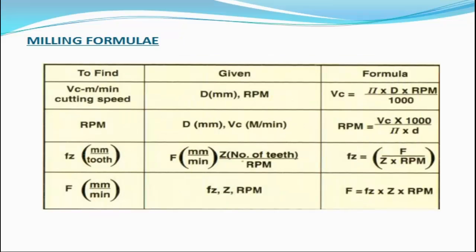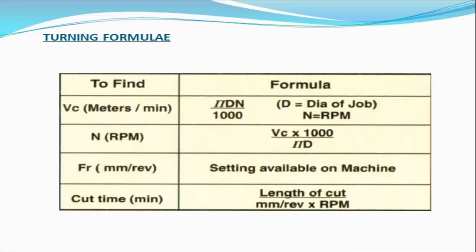In the milling formula you have to find the cutting speed, the RPM, the millimeter per tooth calculation and the feed rate, the millimeter per minute calculation. Turning formula is to find the cutting speed, the RPM and the cut time.